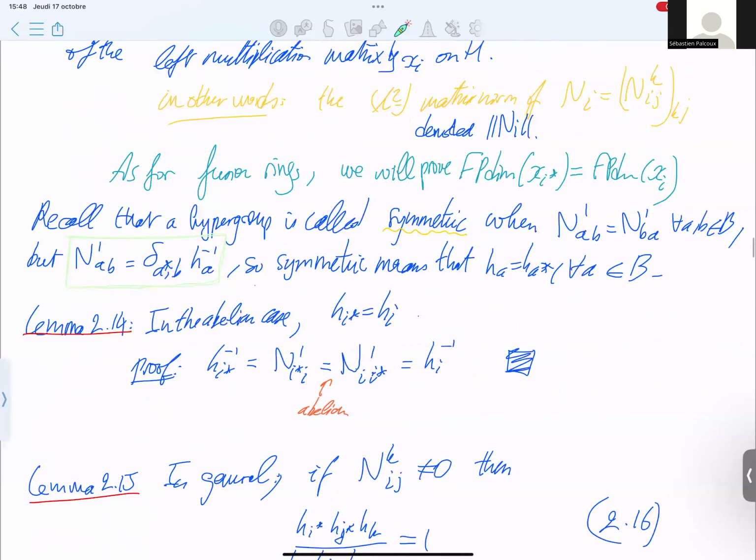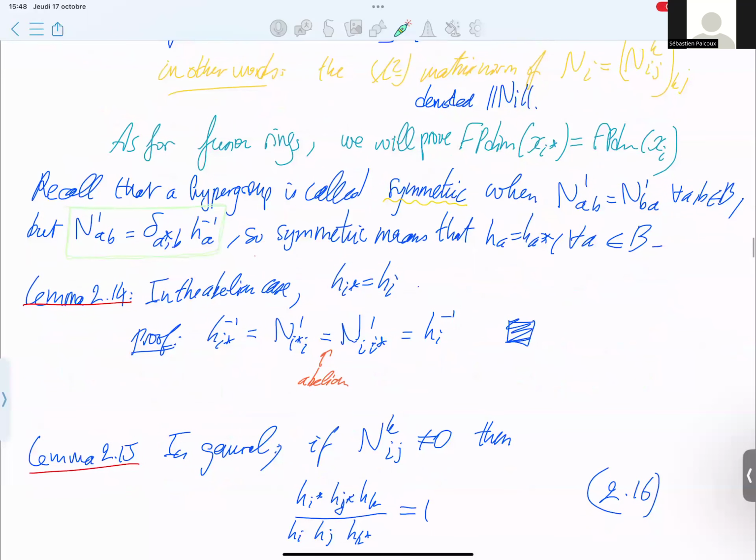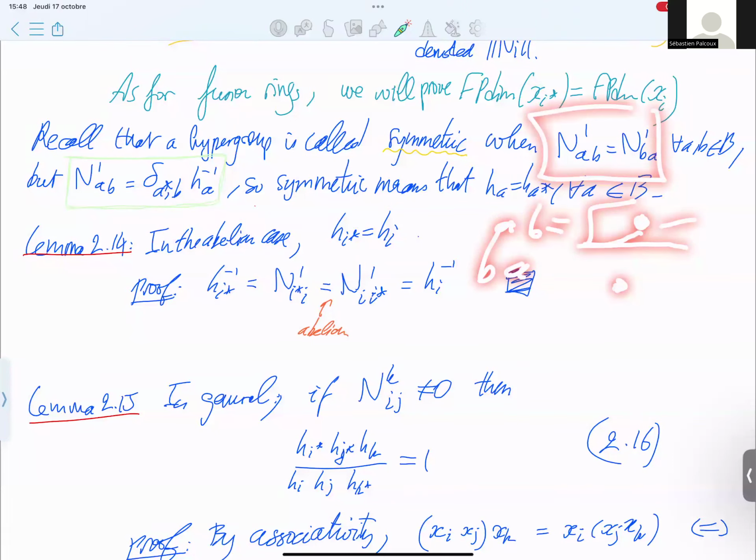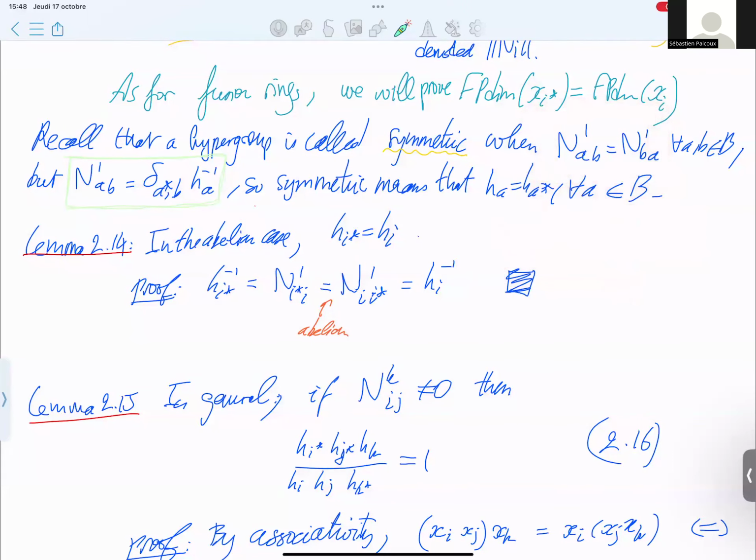Okay, so a hypergroup is called symmetric if we have this property. In fact, we already mentioned that in the introduction. So symmetric: you take A, B, you decompose it as a sum of standard elements with coefficients, and the coefficient for one is the same when you decompose BA. So symmetric is specific to the coefficient of the unit.